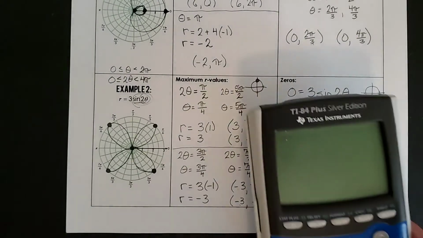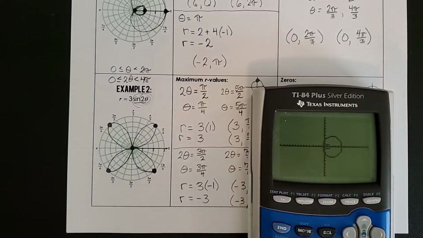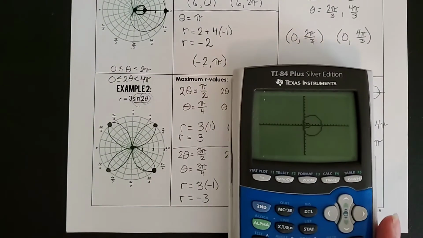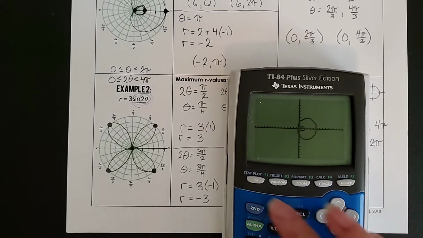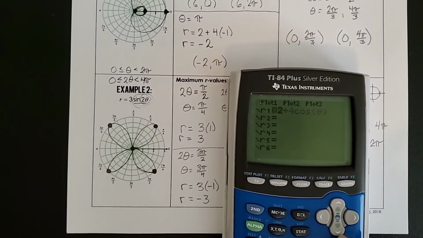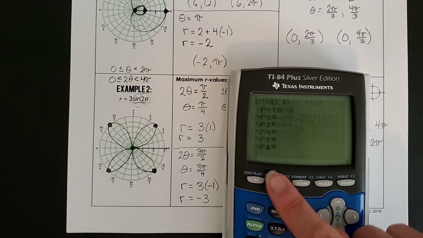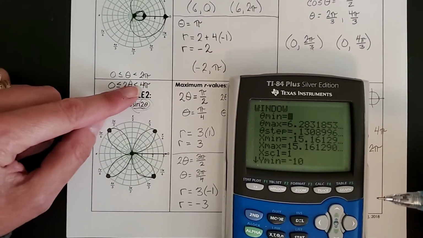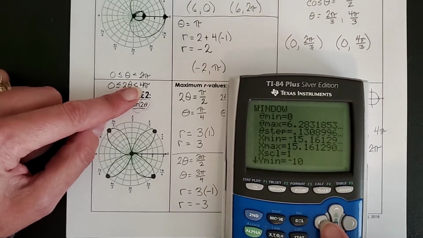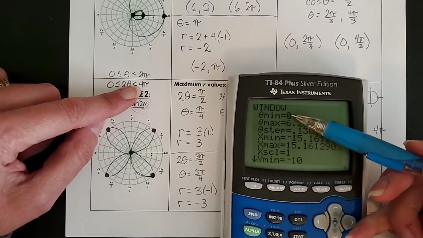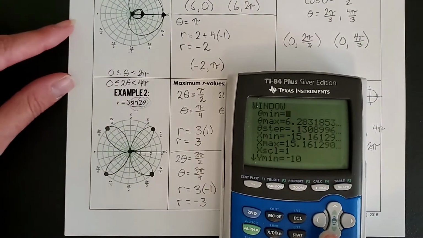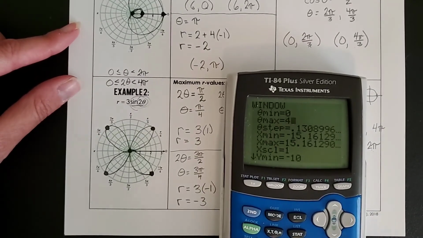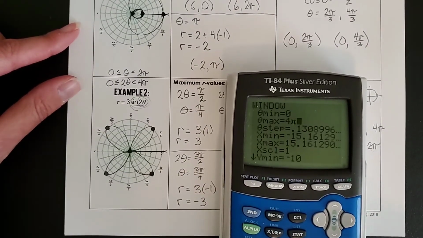Grab your calculator and let's see if we can make that happen. So I'm going to delete this here, but the first thing I'm going to do is go to my window. Notice I need to go from 0 to 4 pi here, but my theta is only going to 2 pi. So I'm going to go down here and just go 4 pi.